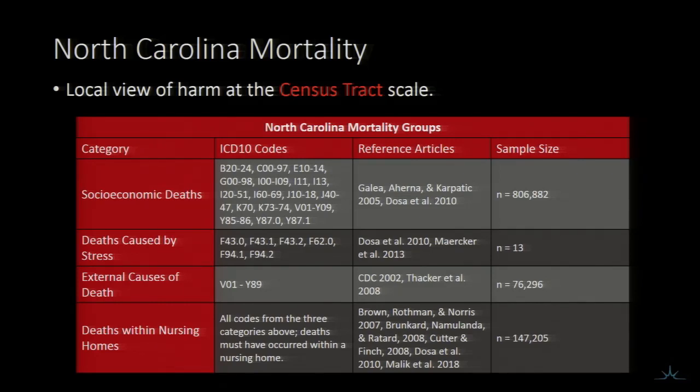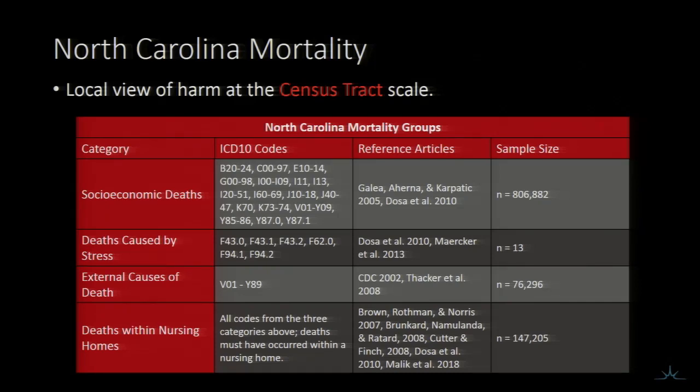We also have deaths identified by stress or that are caused by stress. There is some research to suggest that older adults in the wake and in the aftermath of natural disaster events are more likely to experience harm and eventually mortality due to stressful situations and having to be evacuated. However, our sample size for that was sufficiently small that we decided to exclude deaths from stress from the rest of our analysis. Deaths for external causes and deaths for nursing homes were also considered.